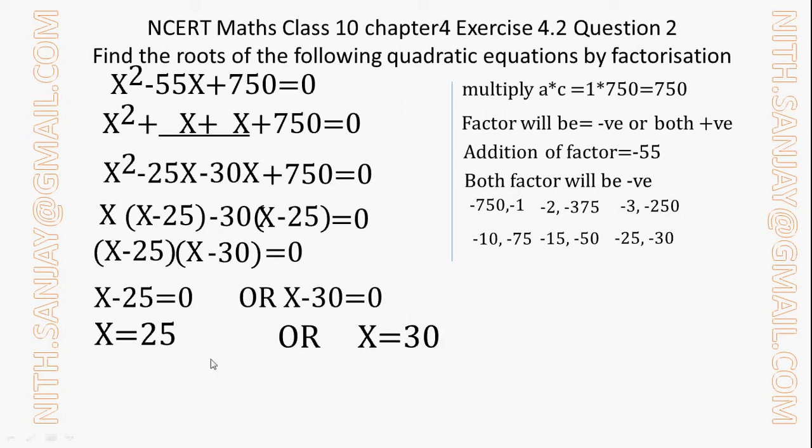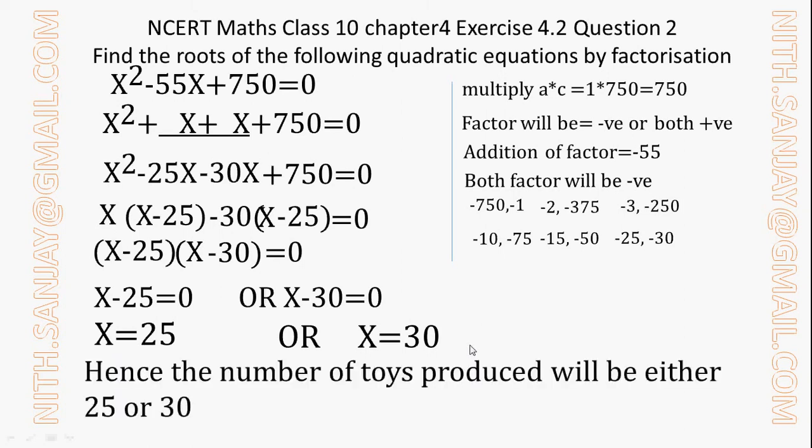So it means that the number of toys produced in a particular day will be either 25 or 30, because both are valid solutions. So the number of toys produced will be either 25 or 30. So this is the solution of my quadratic equation.